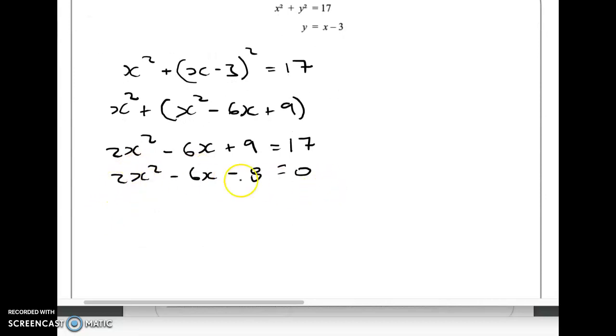Again, this can divide by 2. So, divide by 2, we've got x squared minus 3x minus 4 equals 0. Let's get our brackets. We're going to get x, let's make x squared. Two numbers, multiply to make minus 4, add to make minus 3. That's going to be 4 and 1.